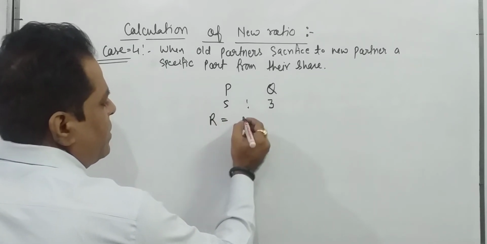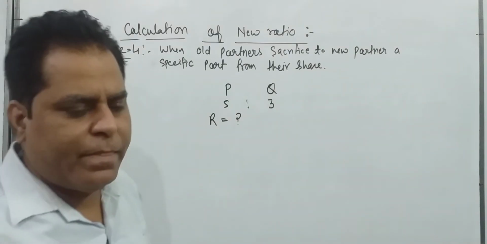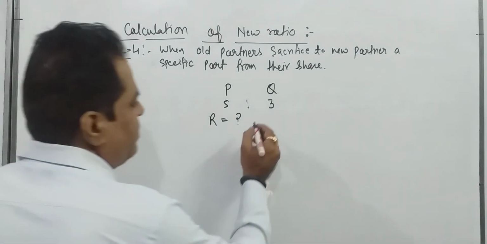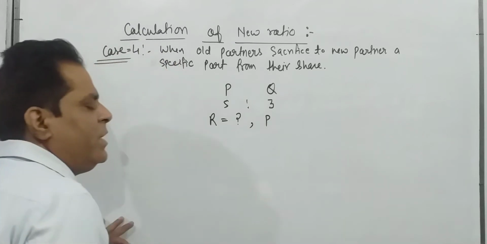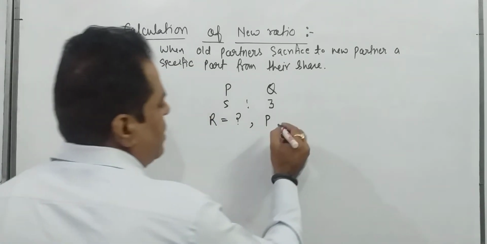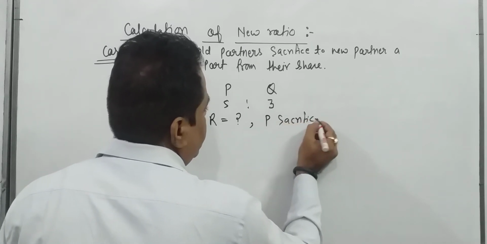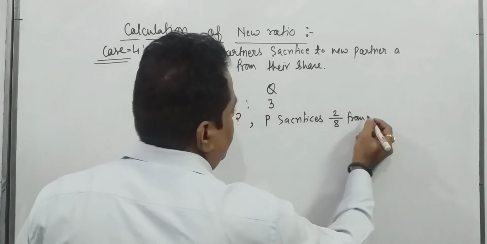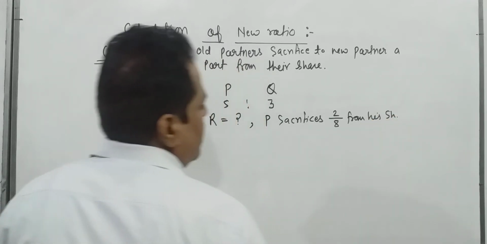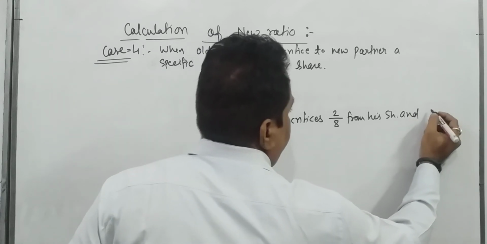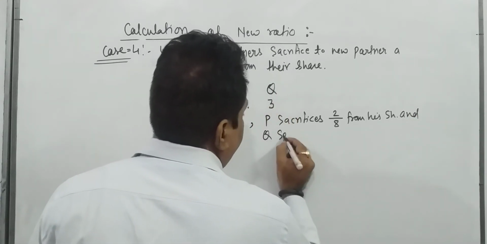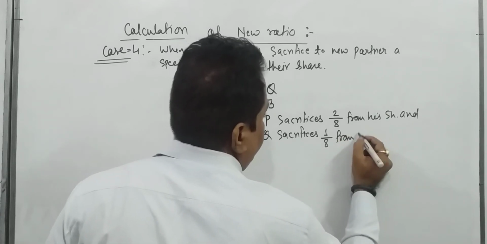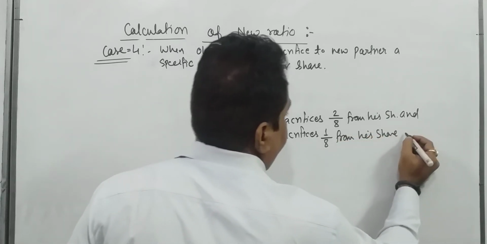R joins the partnership, but for how much share it is not given. It is given how much P is sacrificing and how much Q is sacrificing to R. See, P sacrifices 2/8 from his share, and Q sacrifices 1/8 from his share to R.